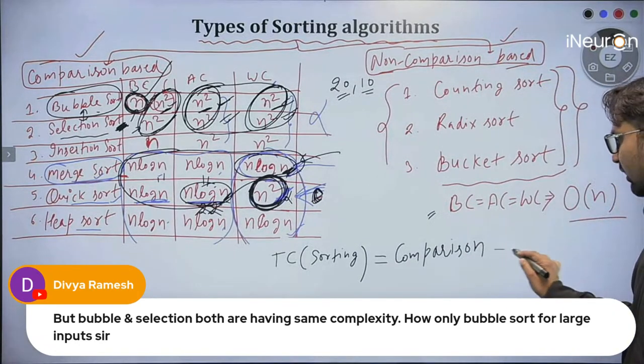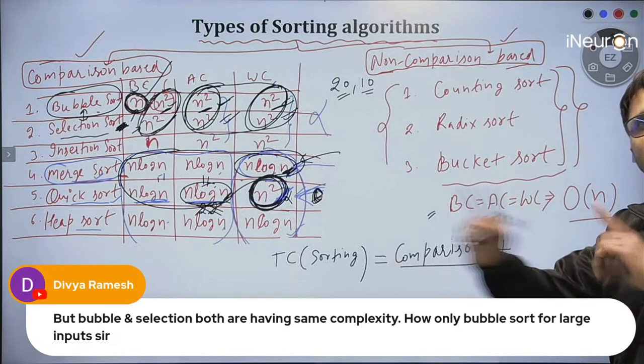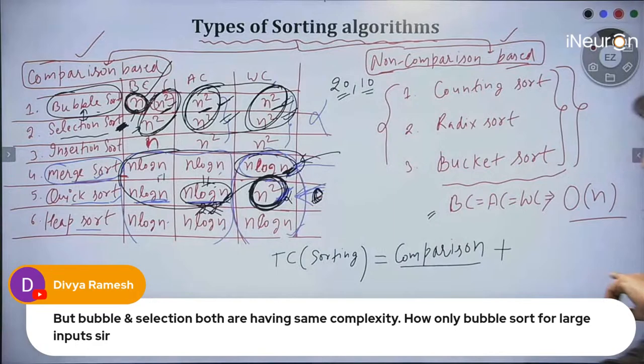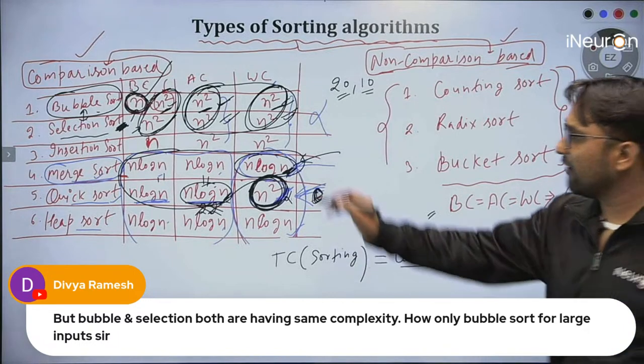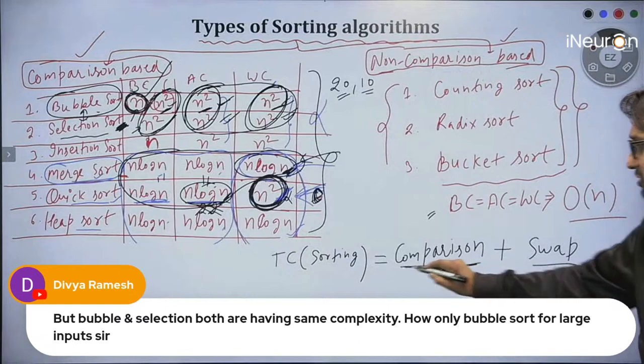You need to compare the elements, and after comparing, this is the operation you need to perform. You're comparing the elements with each other and deciding which one is smaller, which one is greater. And after that you are swapping the elements. That is the second operation. These are the only two major operations you are performing in all these sorting algorithms.